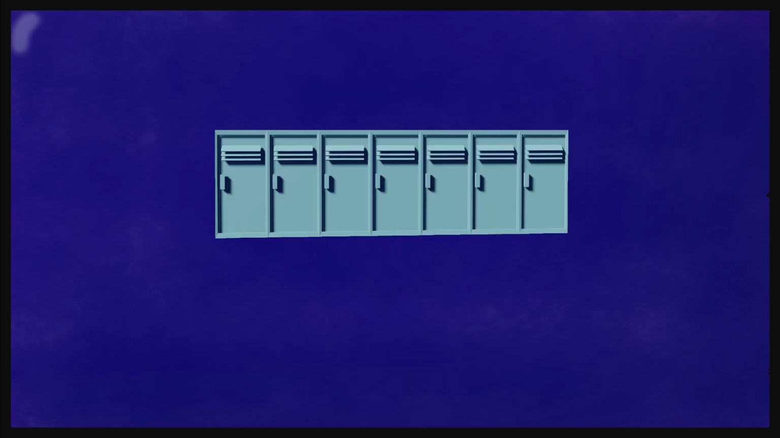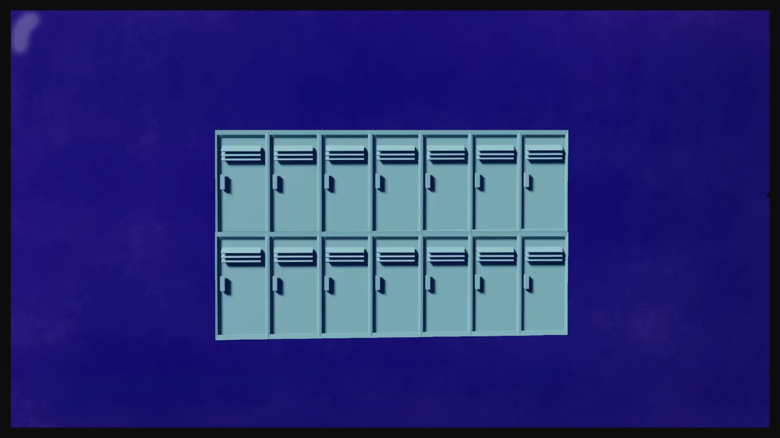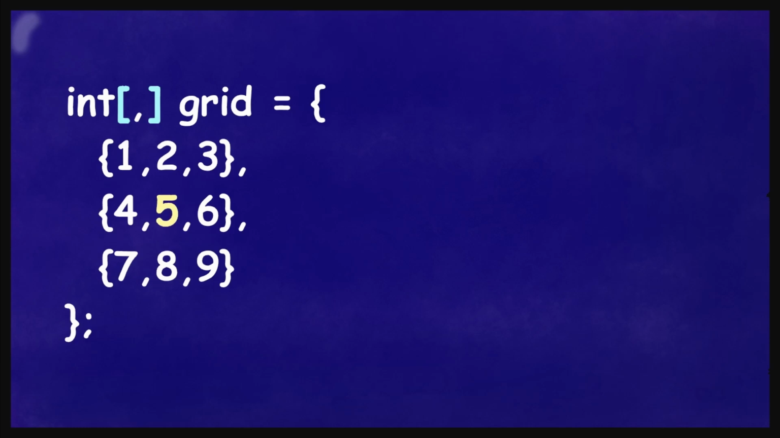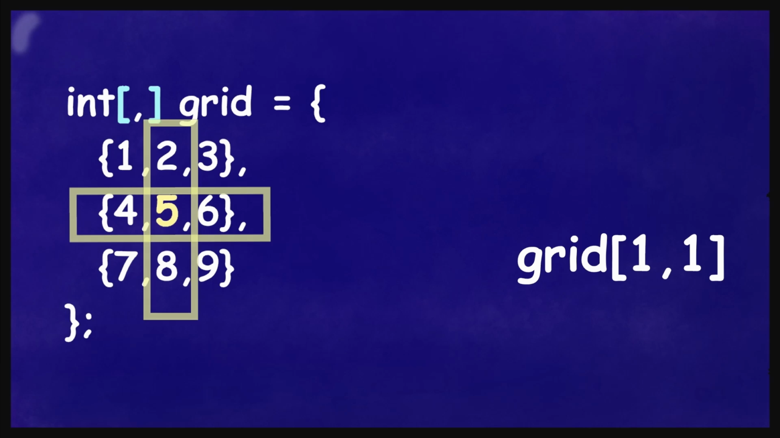An array can also have two dimensions. In this example, if we want to access number 5, we will need grid 1, 1, since it's in row 1, column 1. Remember, we start counting from 0.